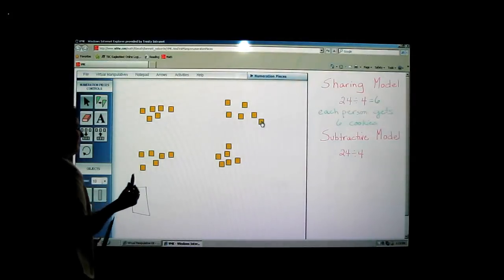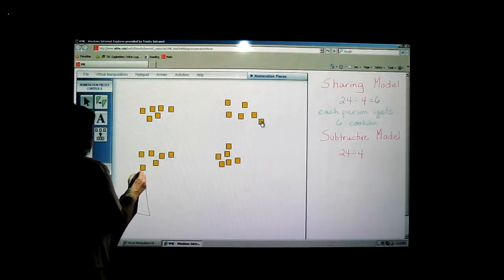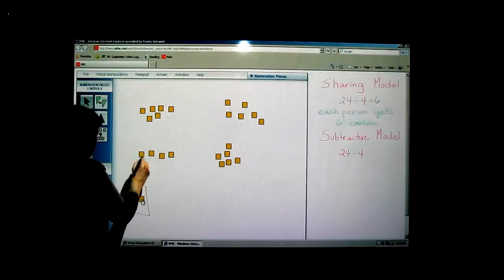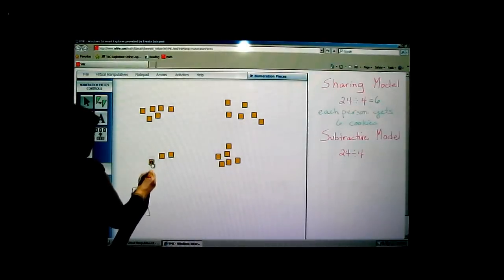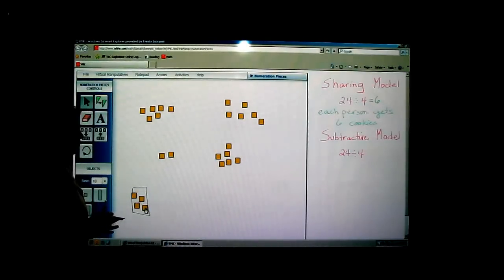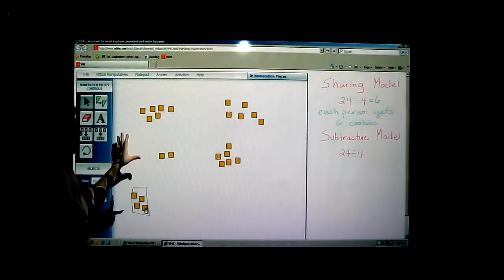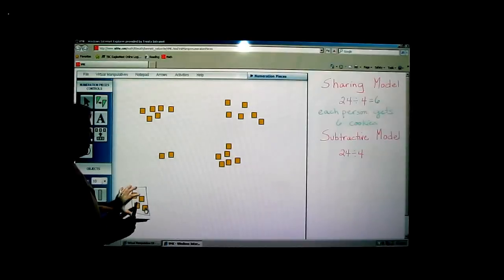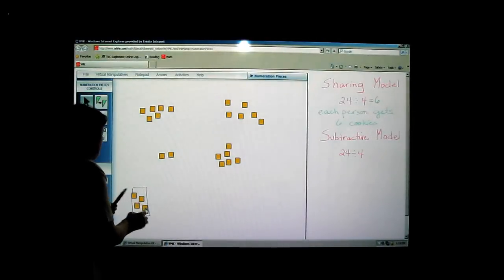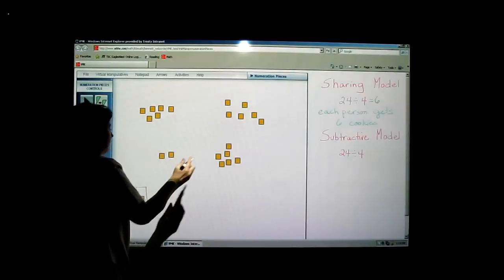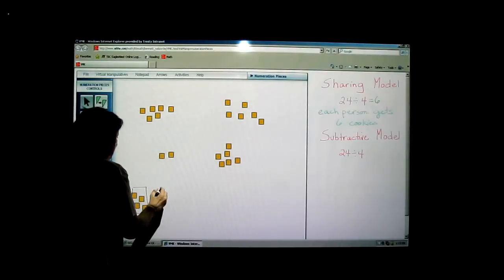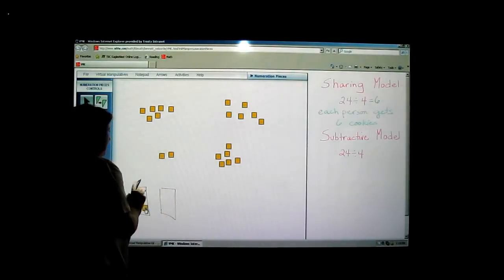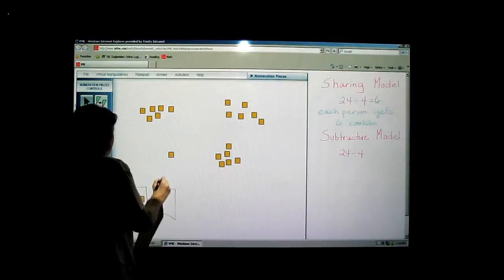So let's start off by drawing a lunchbox, and we're going to put 4 cookies into it. It's called the subtractive model because basically what we're doing is taking the total number that we have and subtracting out 4 at a time. So there's lunch bag 1. I've taken 4 away from my group. I make another lunch bag, and I take 4 more away from my group.